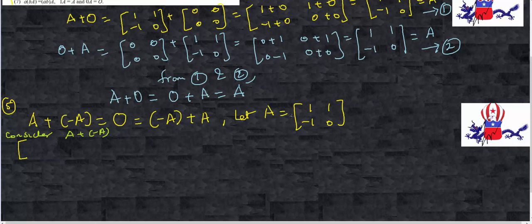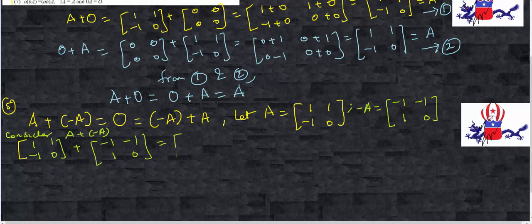Now remember, if A is equal to 1, 1, negative 1, and 0, then the negative of A in this case is going to be written as negative 1, negative 1, 1, and 0. So this is going to be negative of A. Now we need to first add A with its negative of A. So A is 1, 1, negative 1, and 0 being added with negative of A, which is negative 1, negative 1, 1, and 0.